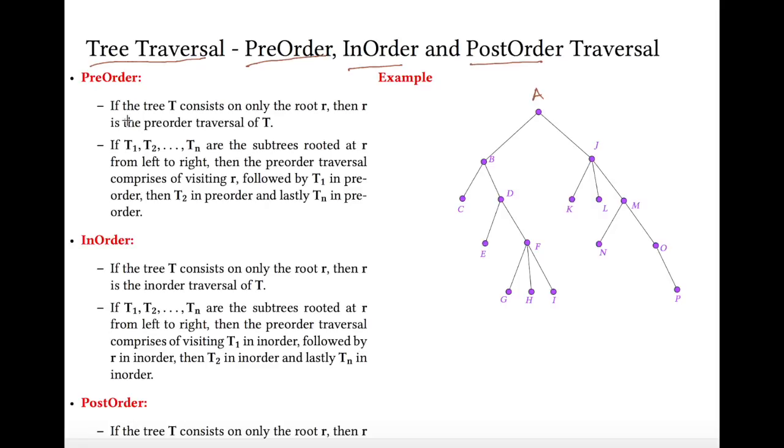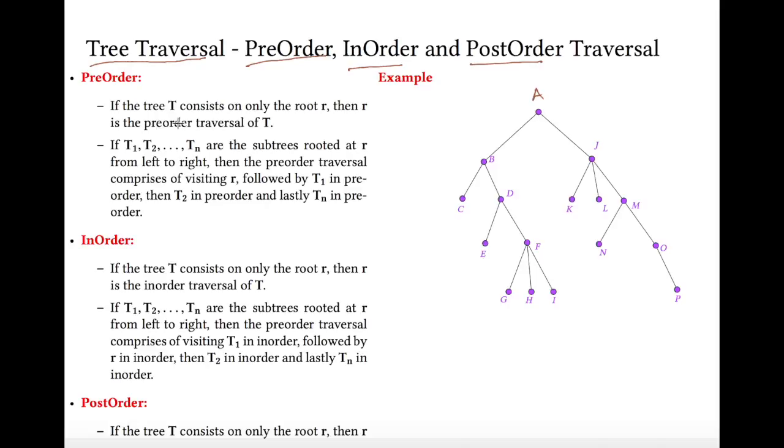The pre-order definition goes like this: if the tree T consists of only the root, then R is the pre-order traversal of T. It means that if there is a tree in which there is only one root and nothing else, then that root itself comprises the pre-order traversal. Okay, so then what next?